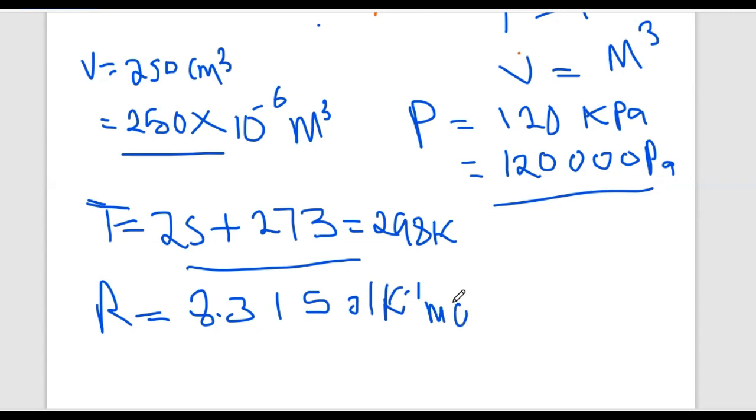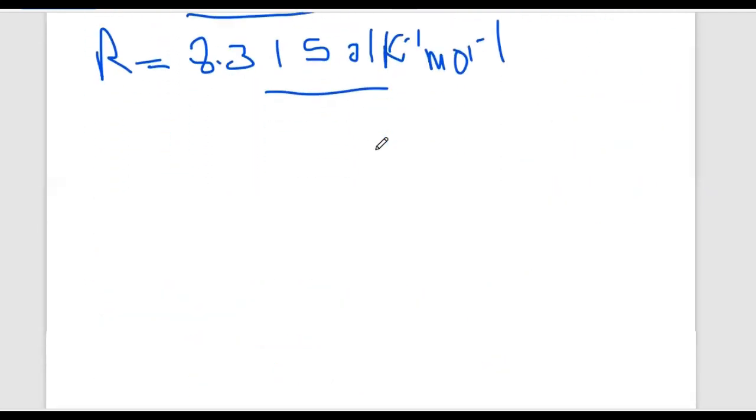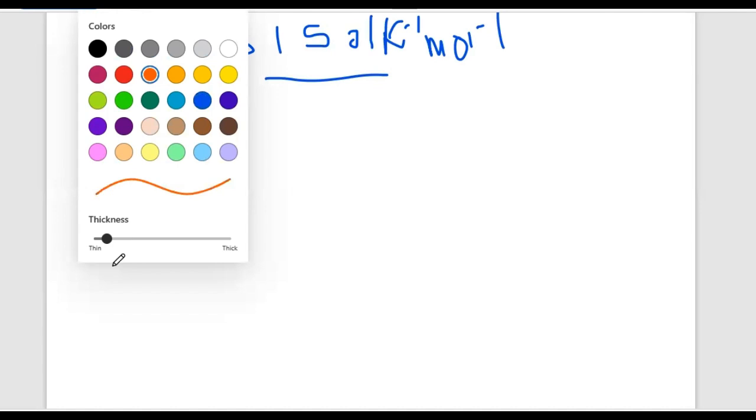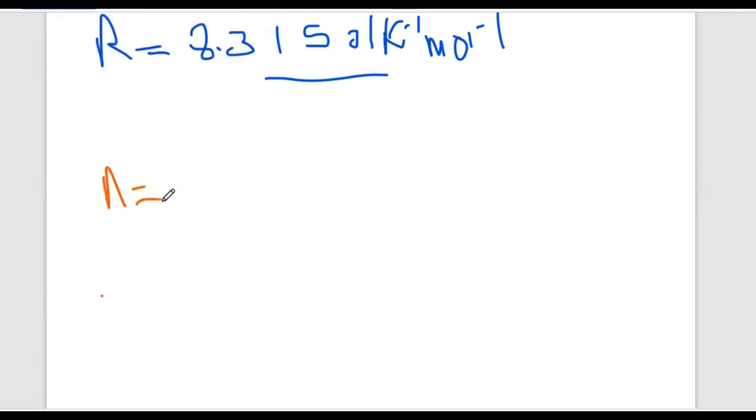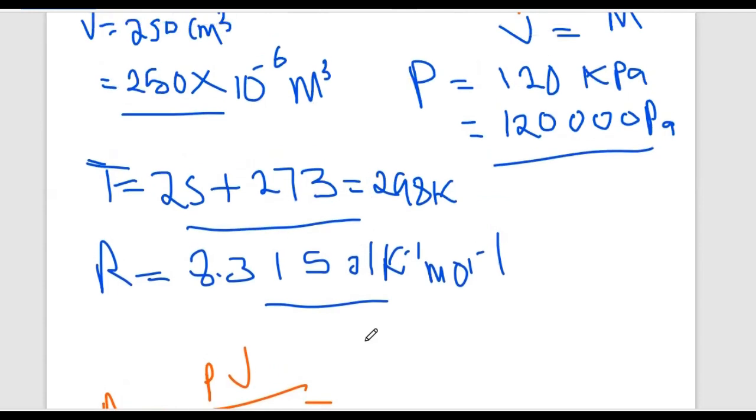And then you have moles minus 1. Those are the units there. So we have all that is needed to find this number of moles. We make the moles the subject of the formula. What are you going to have? You're going to have n is equal to PV over RT. Then you simply substitute the values that you have found into that formula.